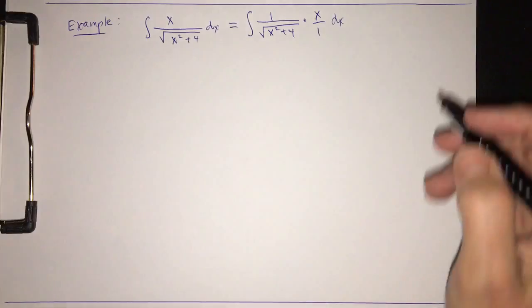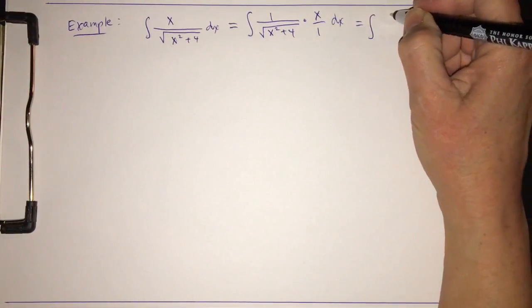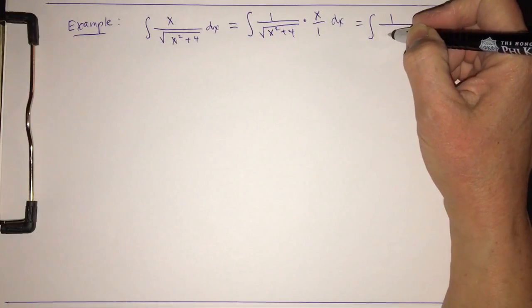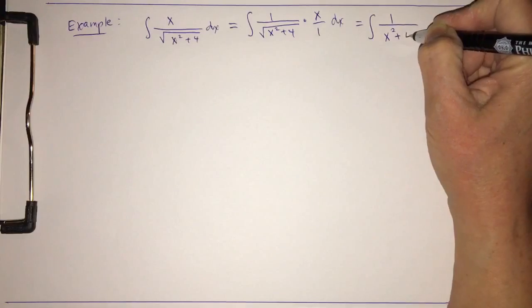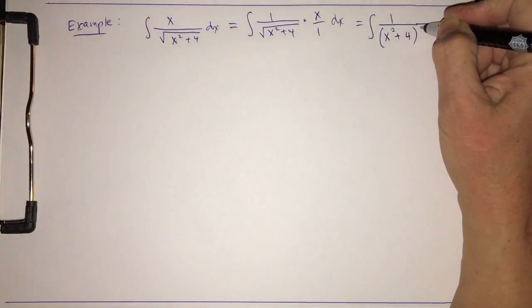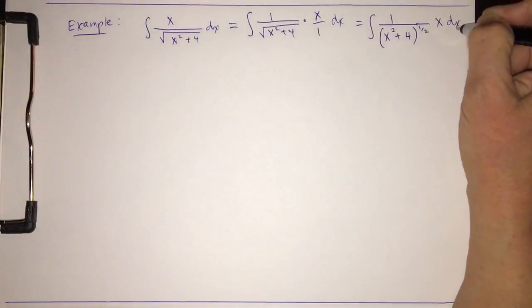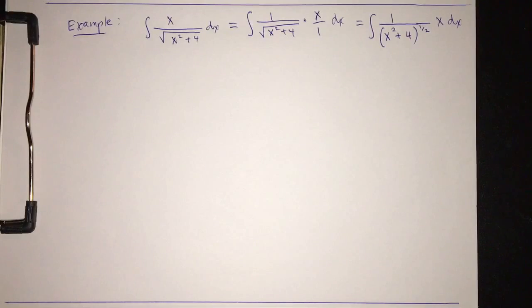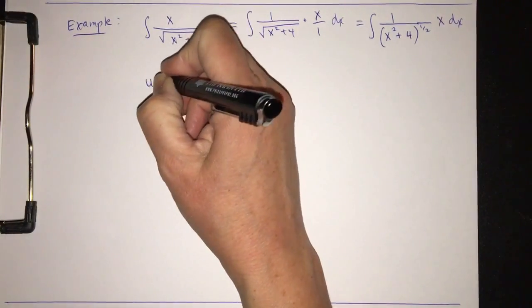And I'm going to put in one more little step here. So the integral of 1 over this square root sign, I'm going to write it as an exponent. So I'll have 1 over x squared plus 4, that's to the 1/2 power, and then x dx. And if you look carefully at this problem and think about U substitution, it's a great problem for U substitution.